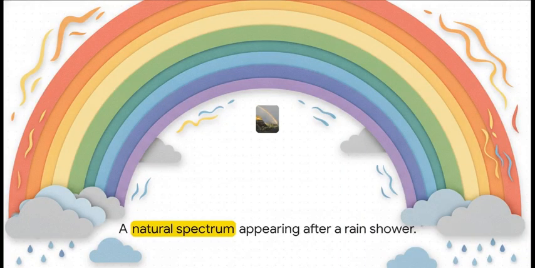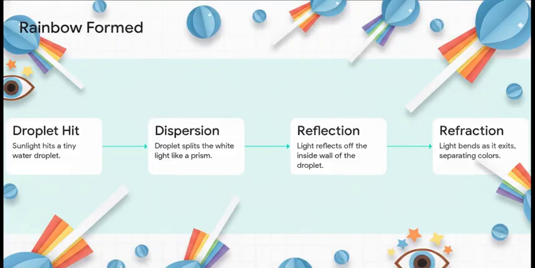And that brings us to the absolute most beautiful combination of everything we've covered today, the rainbow. Just a massive, stunning, natural spectrum painted across the sky after a rain shower. A rainbow happens because millions of tiny water droplets are acting exactly like tiny suspended prisms.